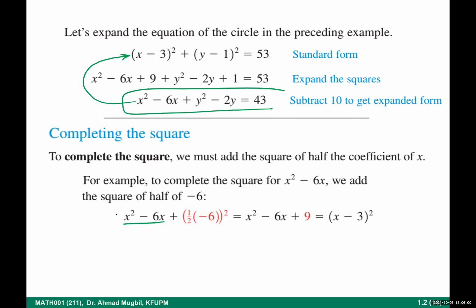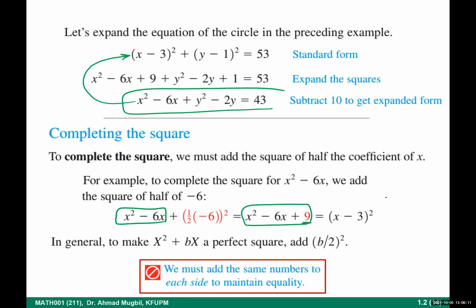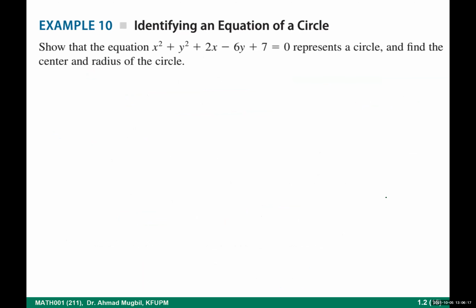Look, this is not a perfect square. If we add the square of half of the coefficient of x, which is 9, it will become a perfect square, which is x minus 3 all squared. To maintain the equality, you need to add the same number to each side of the equation. I believe that we also studied this example with you.